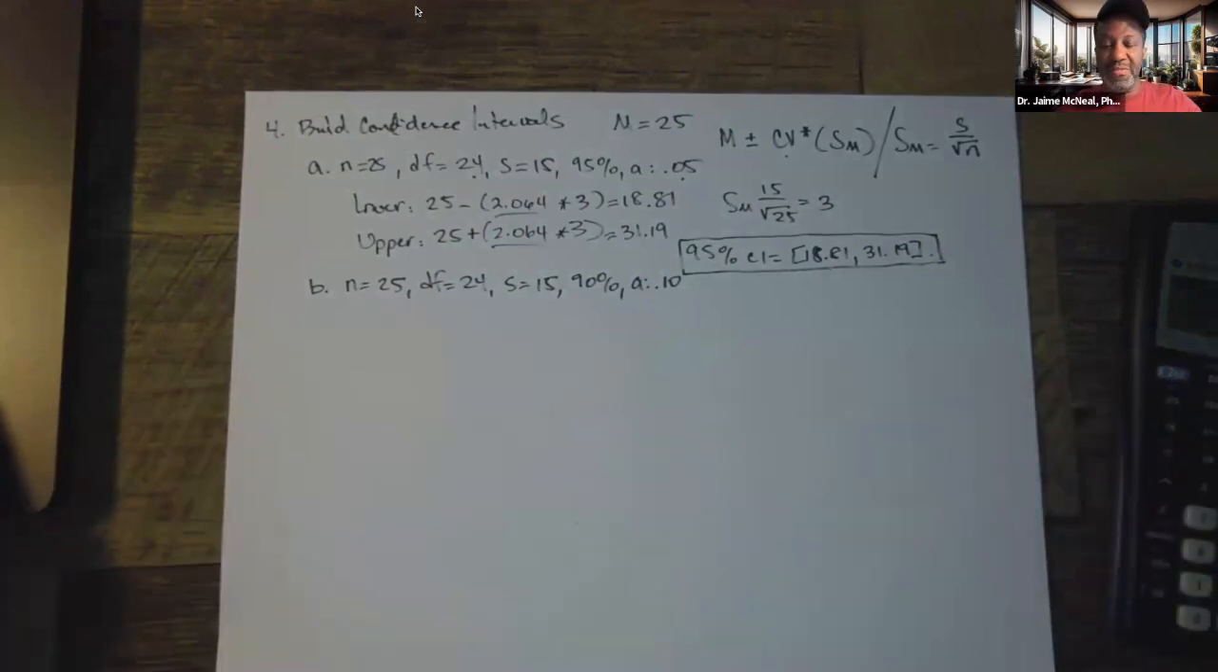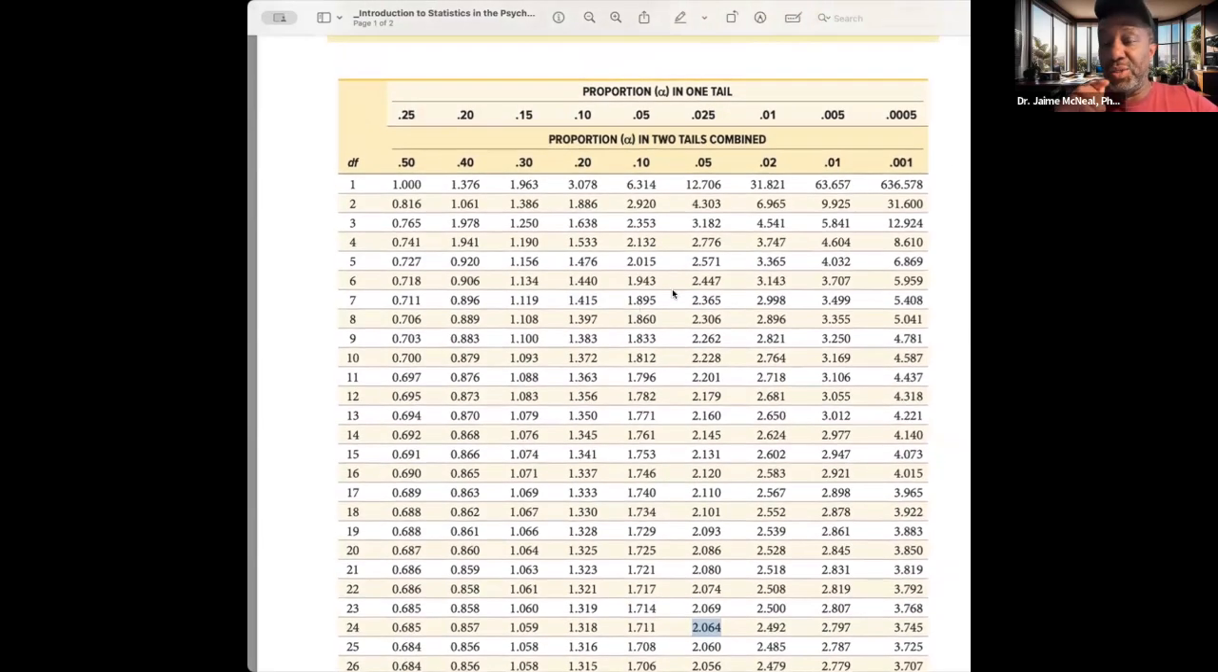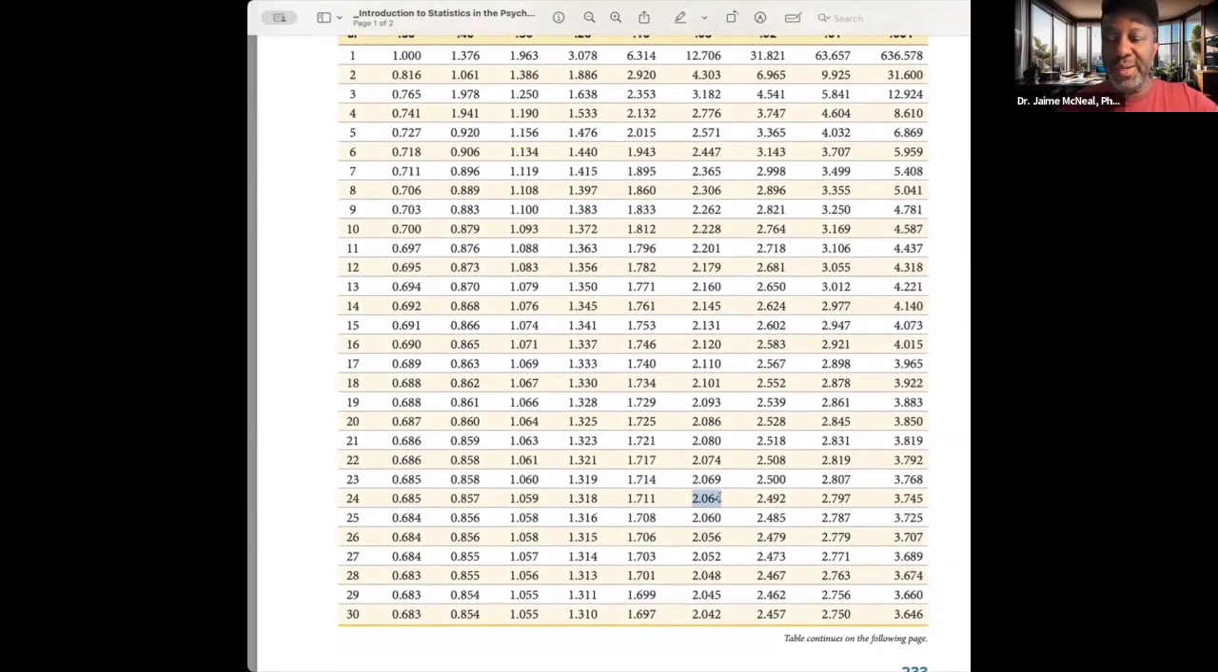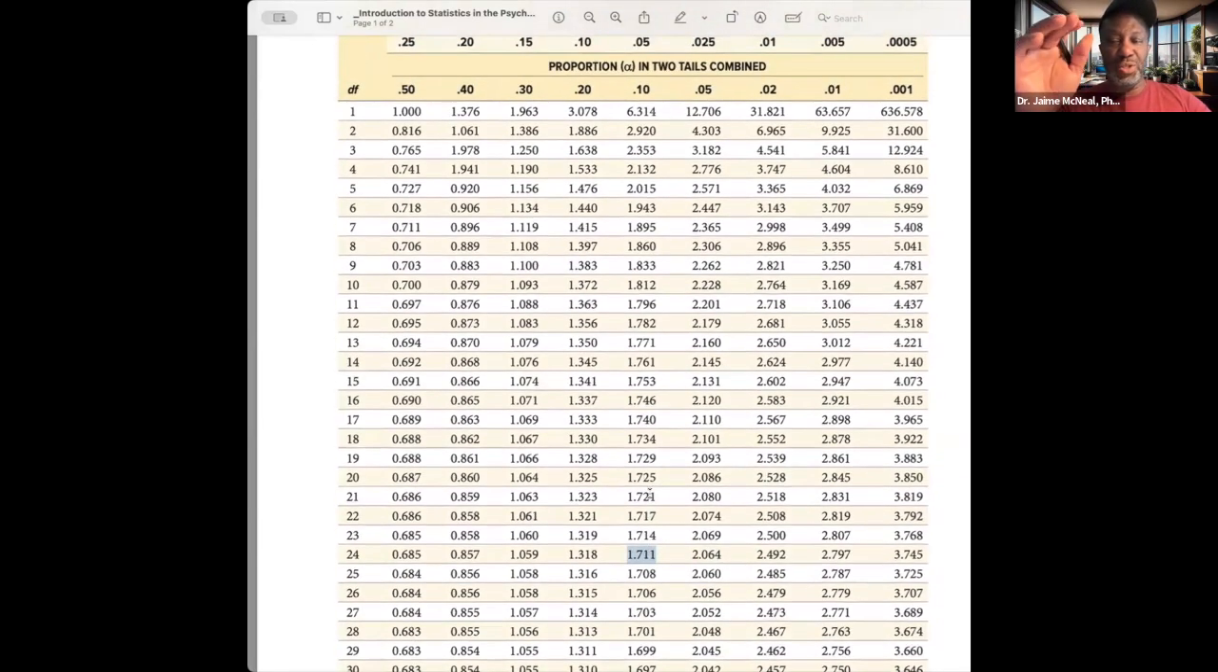So let's very quickly find our critical value. We want a two-tailed test, in the two-tail area, but here we're going to look for 0.10, which we've never used before. So go down. We used 2.06 last time. This time we're going to use 1.711, because that corresponds to 10% or 0.10 alpha, or a 90% confidence interval.